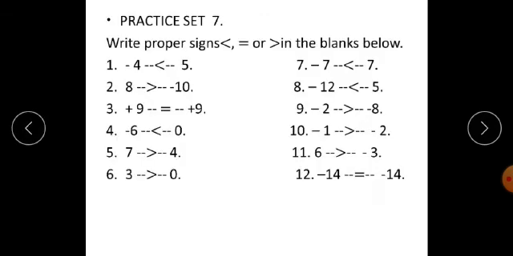Students, you have to write the given matter from all the slides in your copy. Solve the practice set 7 in your copy.